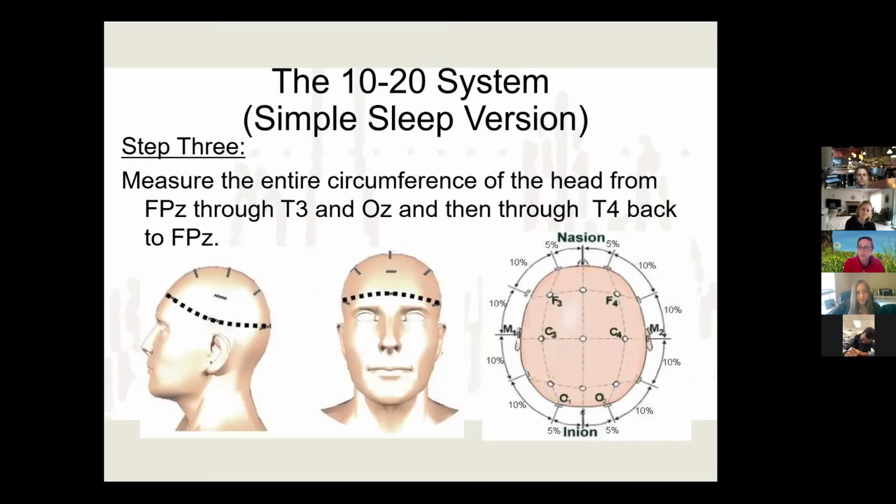So step 3, you're gonna do the circumference of the head. So you're gonna go from that FPZ right in the middle of the forehead through T3, through the back marking that we made earlier, OZ, and then through T4 and back to the front of the head. So you can see why we need to make that T3 and T4 markings to then get the circumference.